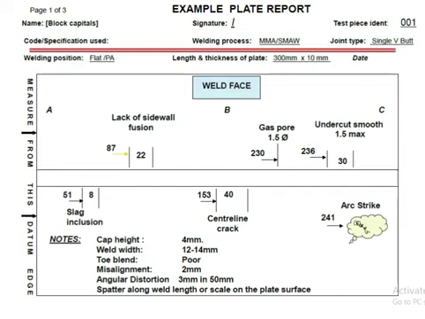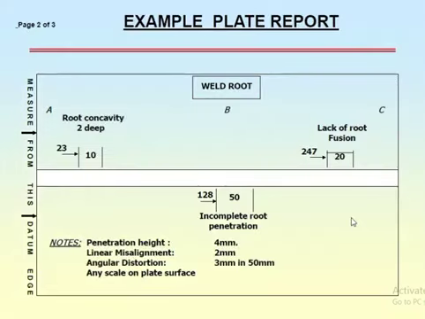Same here, you can see the weld root. You have to mark also in the weld root what defects are there. Same here, the left side is measured from this datum, as mentioned. From here you have to measure. Root concavity 2 mm deep, too deep, means 23 mm far there is a root concavity 10 mm in length. So I have to measure this from here.